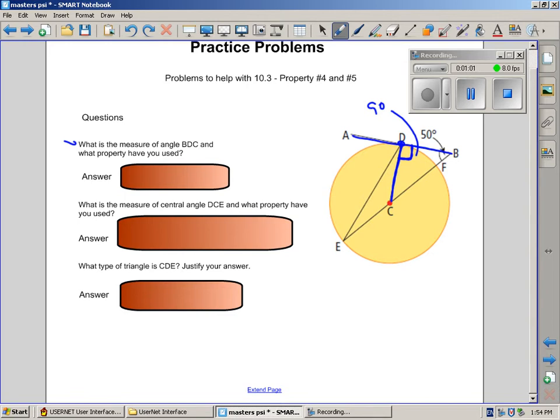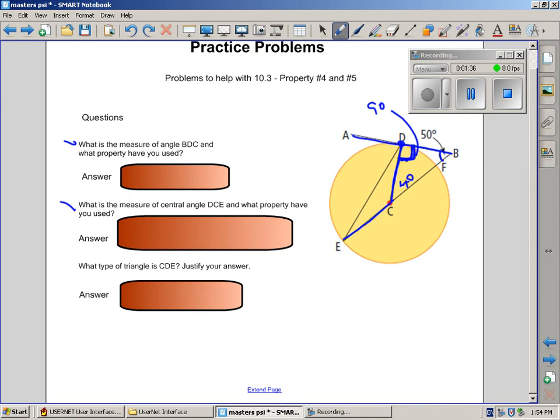The second question, what is the measure of the central angle, DCE, which is this angle right here, and what property have you used? Well, we have to back up a little bit to figure out what that is, and what we need to do is indicate how big is that angle. And if we understand that in a triangle all the degrees add up to 180 degrees, we know that we've used up 50 here, 90 here, so that's 140. That leaves us 40 degrees for this angle right here.